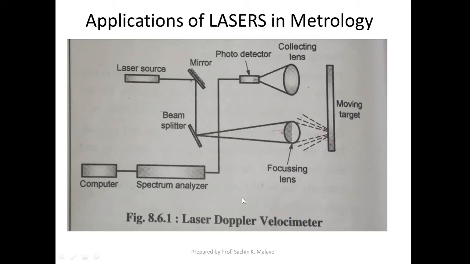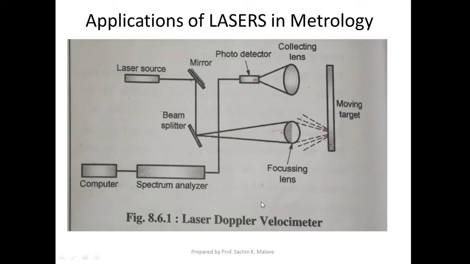Now, as far as the instrumentation is concerned, there is a source of light, that is a laser, then a mirror to deflect the light, and a beam splitter. We know that in the interference of light we will require this. So one beam is converted into two beams, two waves. This is a spectrum analyzer which is connected to a computer. This is a photodetector, and this is a collecting lens.